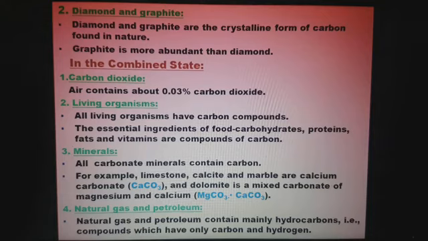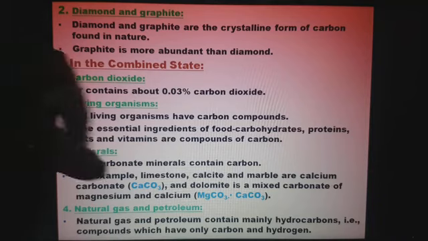Okay, so graphite is found in plenty than diamond. Then in the combined state, so this is the next state in which carbon is formed. In the combined state, it is found in the form of carbon dioxide. Air contains about 0.03% of carbon dioxide. About this you already know that air contains one of the gas which is known as carbon dioxide, and carbon is being combined with oxygen in this carbon dioxide. So that is why it is a combined state.